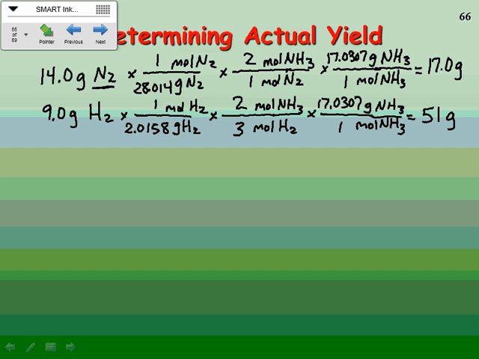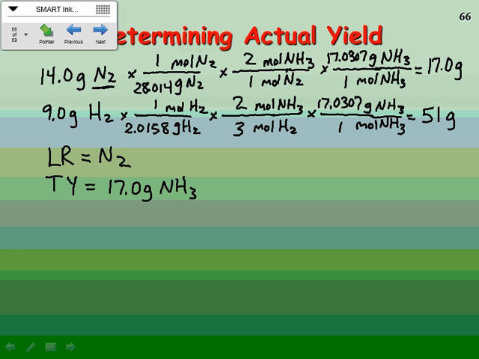Step 1, done. Step 2, basically done, because what is our theoretical yield? It's the smallest of the two, right? Okay, so 17.0 grams. So for our limiting reactant, our theoretical yield, I'm just going to call that TY, is 17.0 grams of NH3, of the ammonia, right? When we're talking about yield, we're always talking about the product. How much of the product can we make?